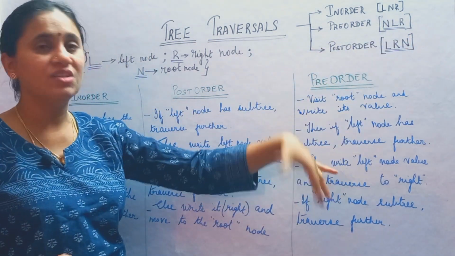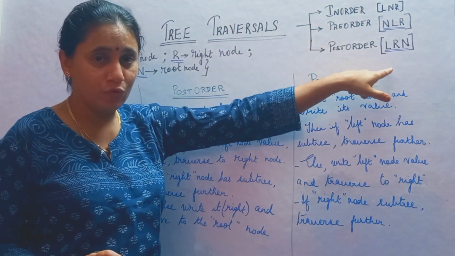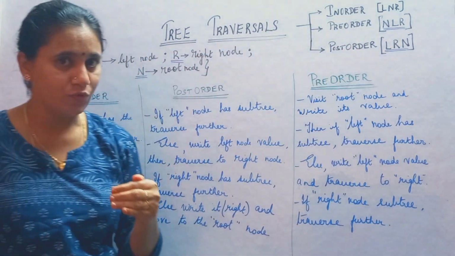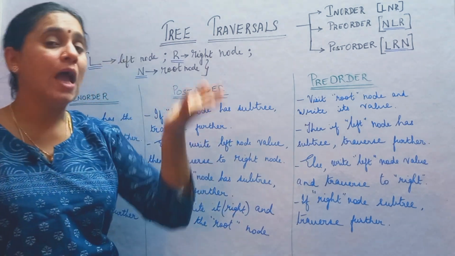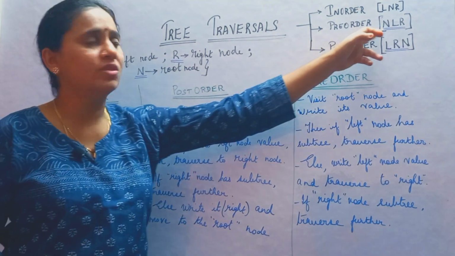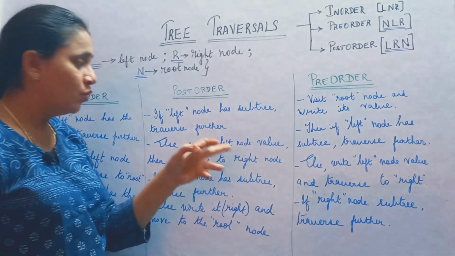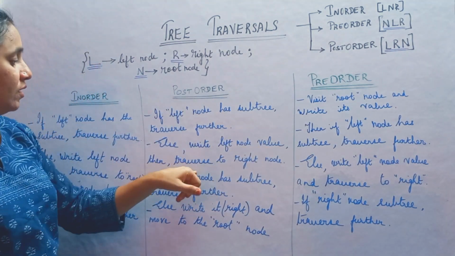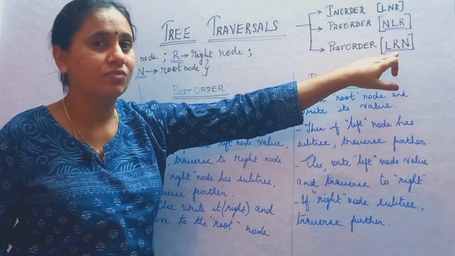The same steps I have written here, but based on the sequence, there is going to be some change, right? See, what is post order? Left node, right node, and then only the root node. So first traverse the left node. If it has a subtree, I must move further and proceed based on this sequence. Else, if it is a child node, write the left node value, then traverse to the right node, because for post order I have to travel to the right node.